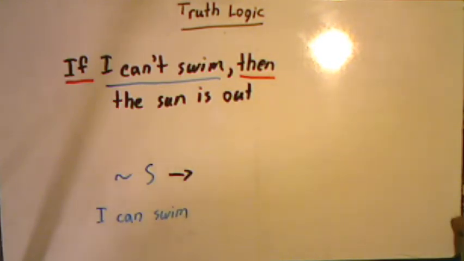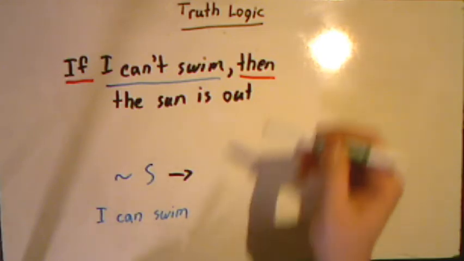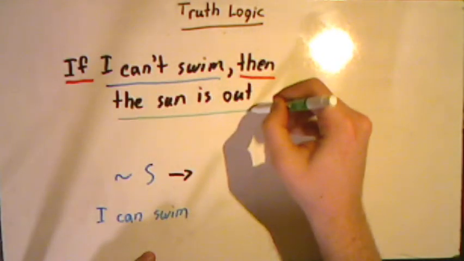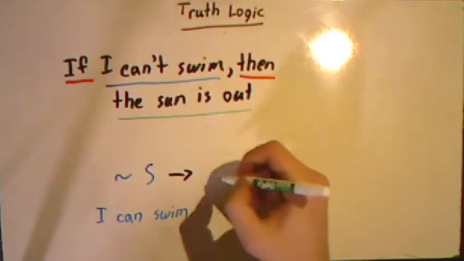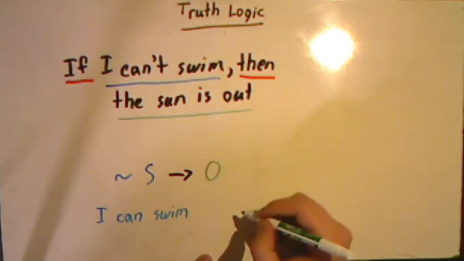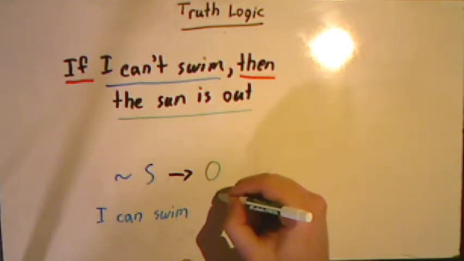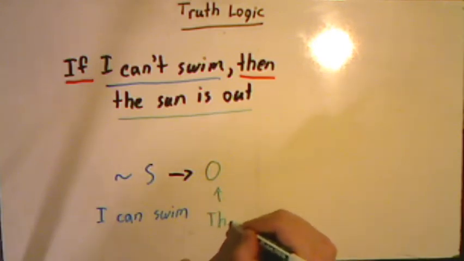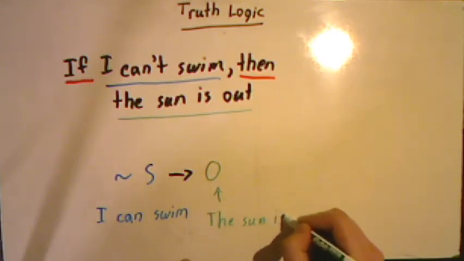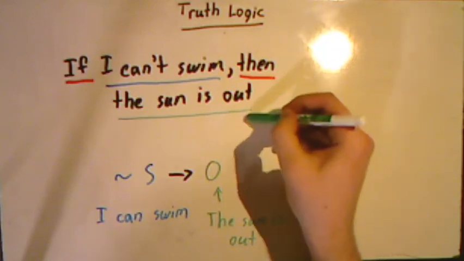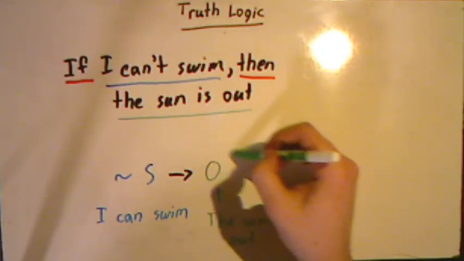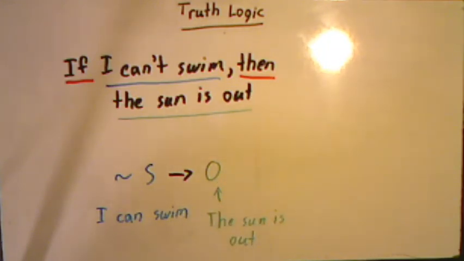Then we take a look at our result. Our result should be after the then, and that would be the sun is out. So since there is no negation to it, let's just set this out as O, and O would be the equivalent of the sun is out. So we could always change between our actual sentences and our variables set with our symbols.